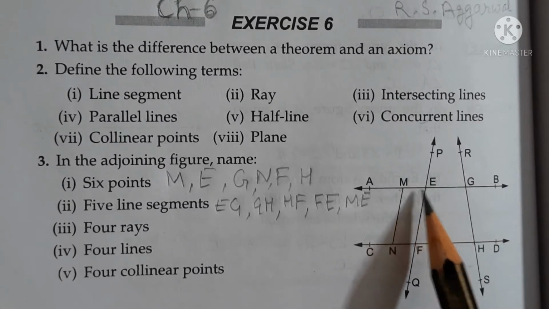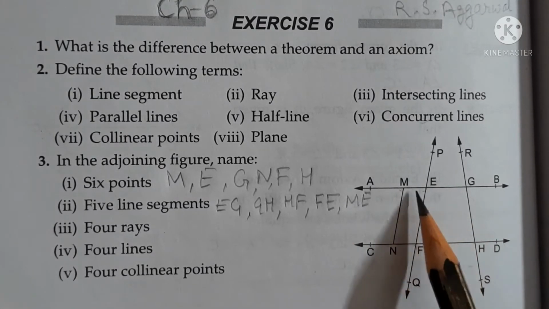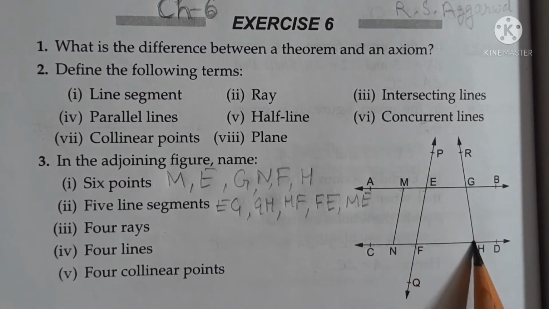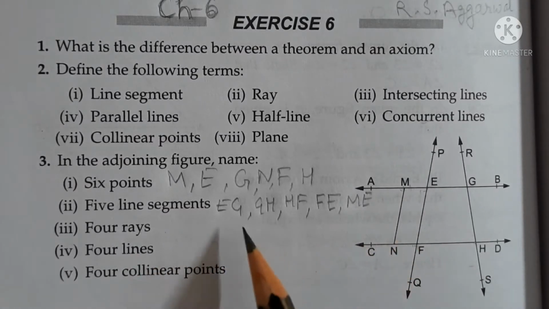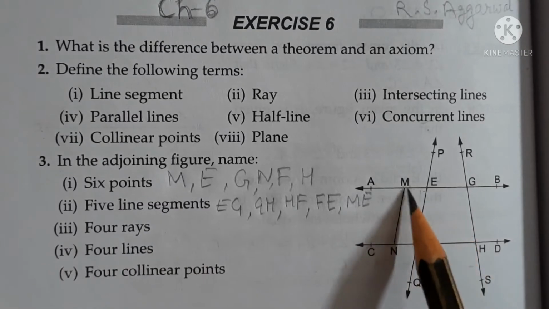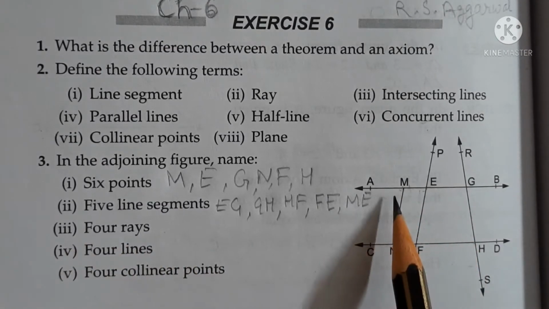So these are the line segments. Other line segments may be MG, NF, NH, MN. You can write any one to form other line segments by your choice.